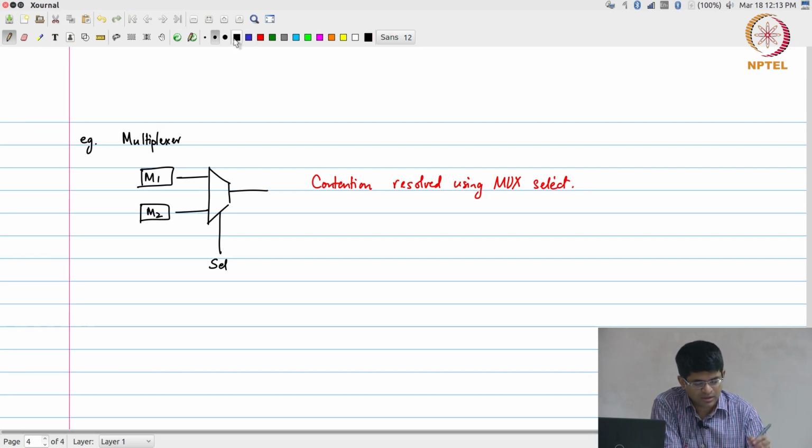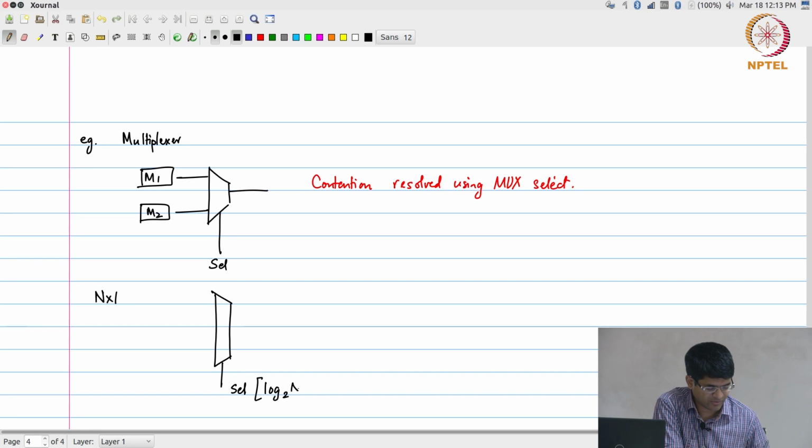Okay. Now, I can also go to n cross 1 muxes, right, which will essentially have log n bits for the select, and I will have M1, M2 up to Mn with one output coming over here. Okay. So, this is also perfectly fine, it will work.